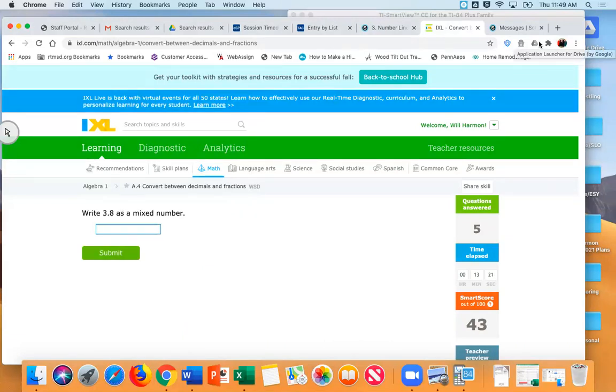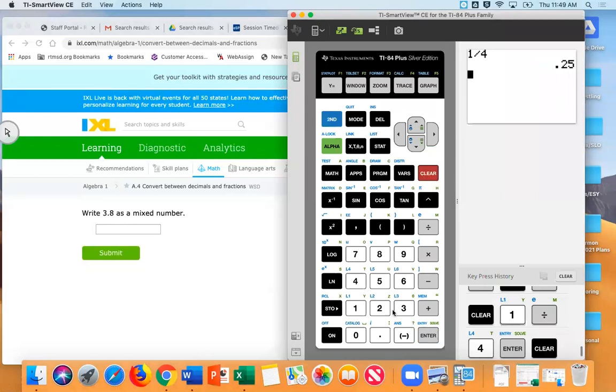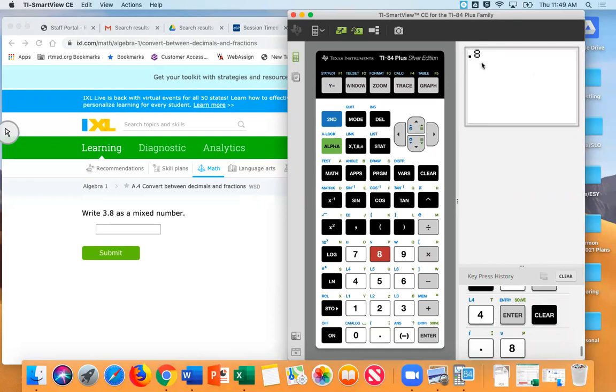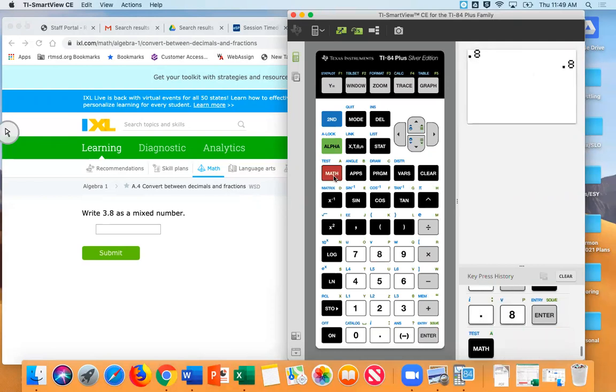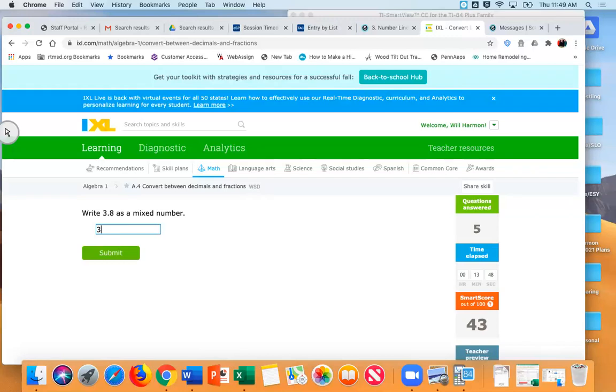All right, so how do I write 3.8 as a mixed number? So again, I'm going to forget about the whole number part, that 3. So how do I write 0.8 as a mixed number, or as a fraction? So I type in 0.8, I hit enter, and I go math, enter, enter. So 4/5. So 3 space 4/5. Okay, I'm just going to add that whole number aspect in the front.